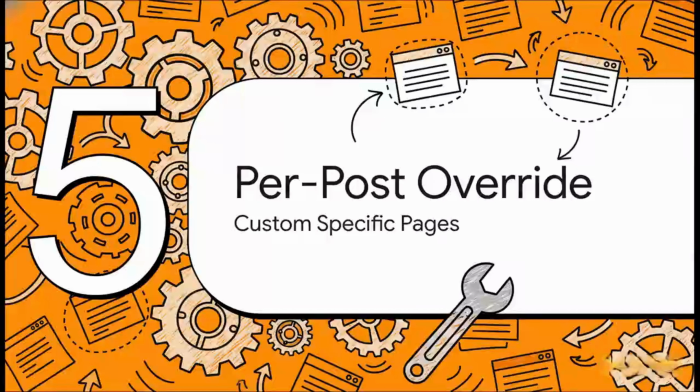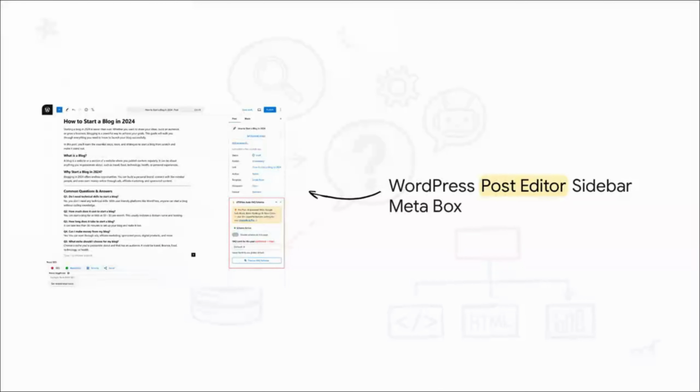Section 5, Per Post Override Control. Because sometimes you just need to customize an individual page. Inside the WordPress editor, every single post gets this really handy sidebar meta box right alongside your content block, and it integrates flawlessly whether you're using Gutenberg, Elementor, or just sticking to the classic editor.